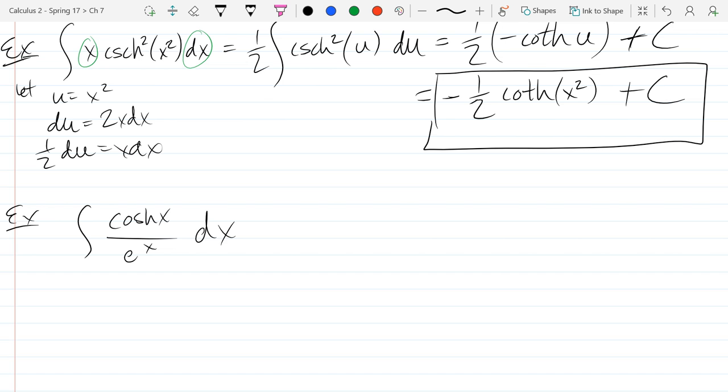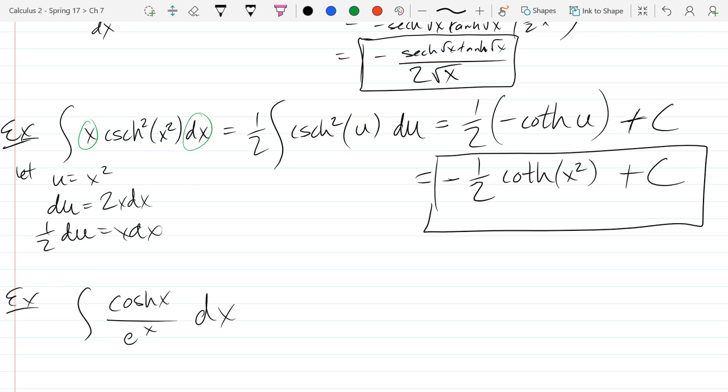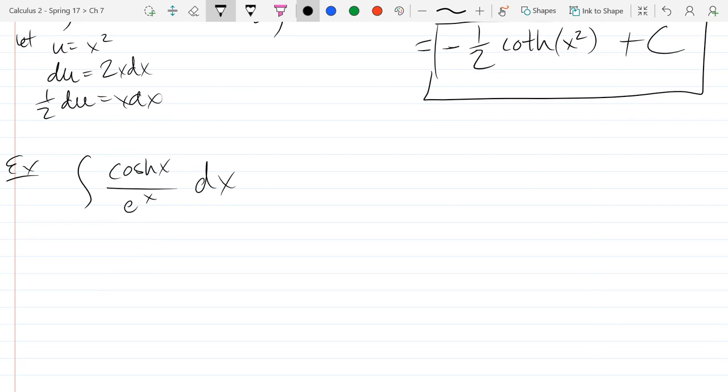So if u sub doesn't work so well, let's try regular algebra. What do we know about hyperbolic cosine of x, and how does it relate to e to the x? It equals e to the x plus e to the negative x, over 2. So let's use the definition. It's got some e to the x's. Maybe we'll be able to use that with some algebra and cancel some stuff out. I don't like fractions of fractions, so let's multiply by e to the negative x times whatever this cosh is.